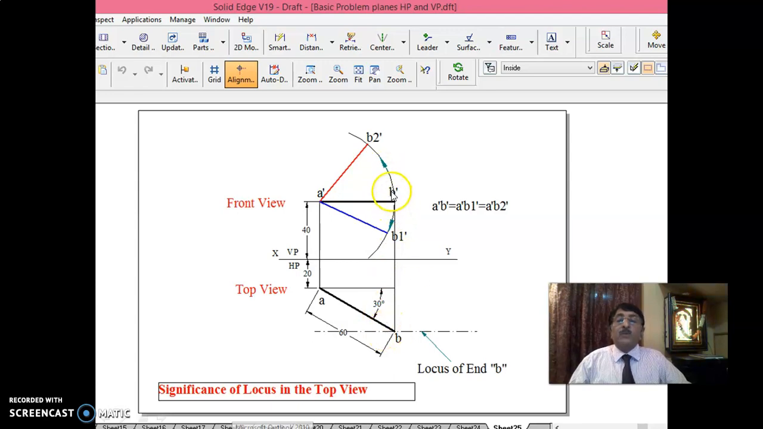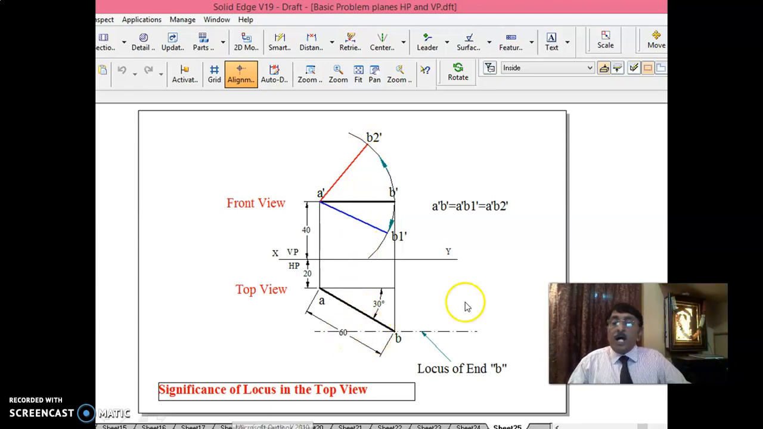In the same way, if you rotate the line in this way so that it comes nearer to the observer, even in this position, B2 dash position also, the distance of B2 in front of VP remains same. As a result, B2 also in the top view will hit against the locus. You have to stop there only. That means what you have to know is, as long as inclination to VP remains same, and whatever may be the inclination with respect to HP, the distance of end B in front of VP remains same. That means this B1, B1 dash or B2 dash in the top view will hit against the locus and stop.